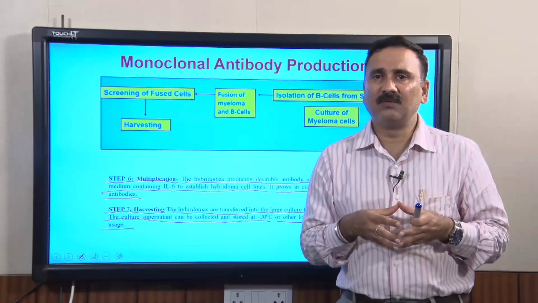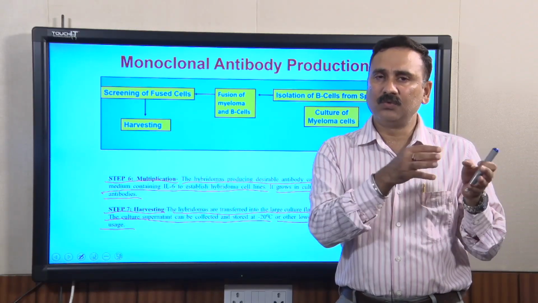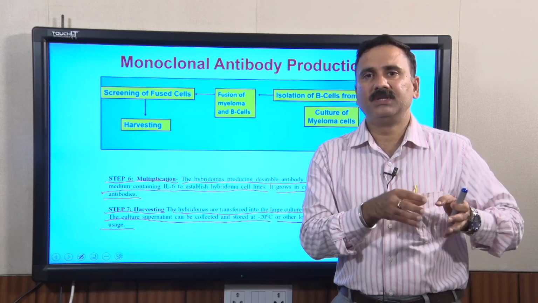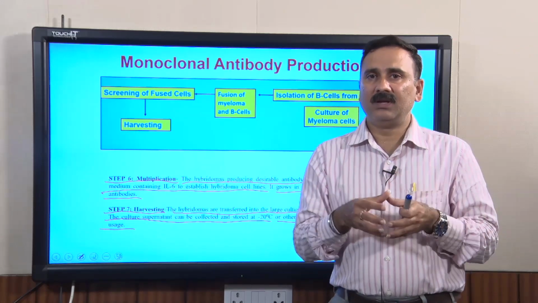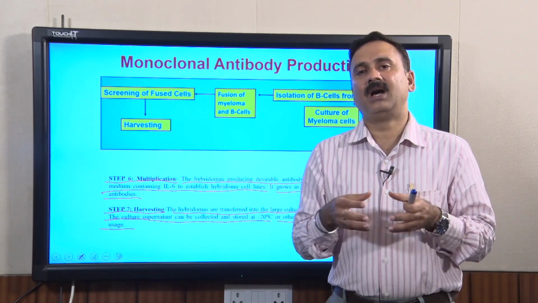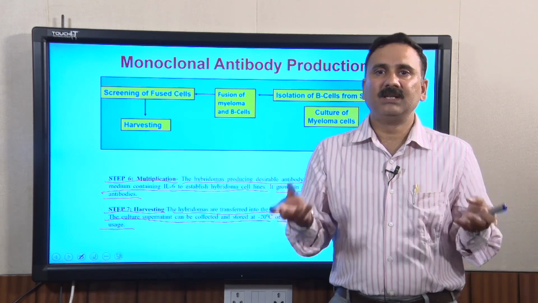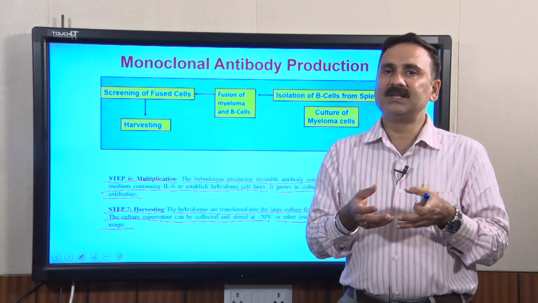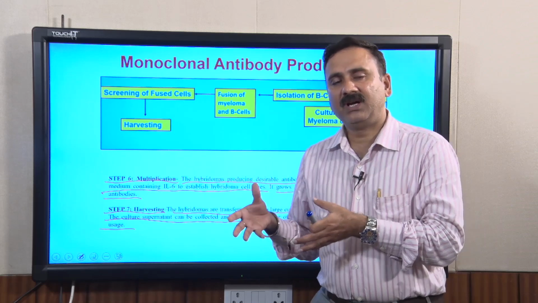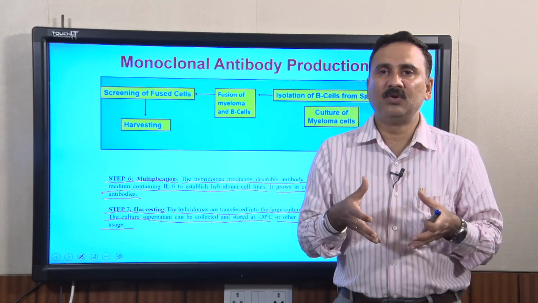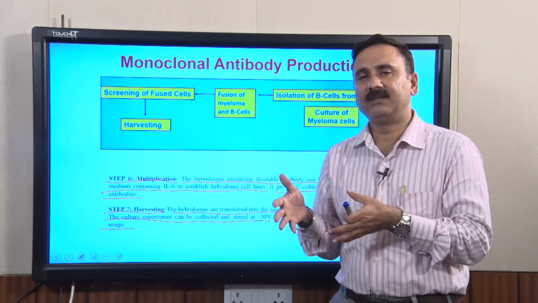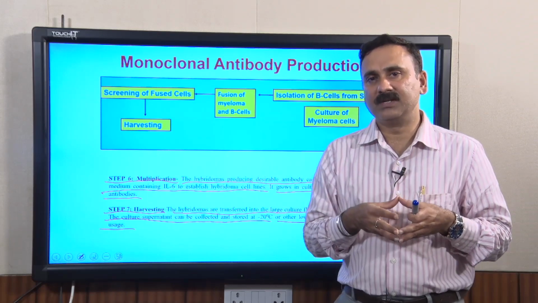What we have discussed so far is how to use the antigens, how to immunize the animals, how you can isolate the B cells from the animals, how to produce the hybridomas, how to screen the hybridomas, and ultimately how to harvest the antibodies from these hybridomas.